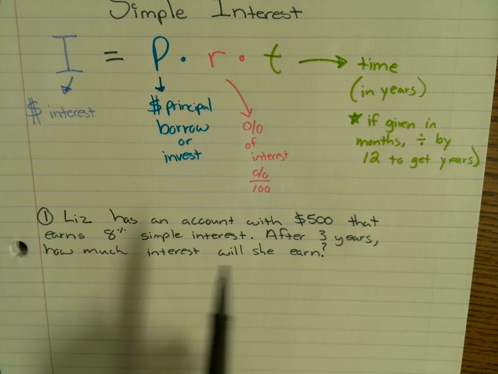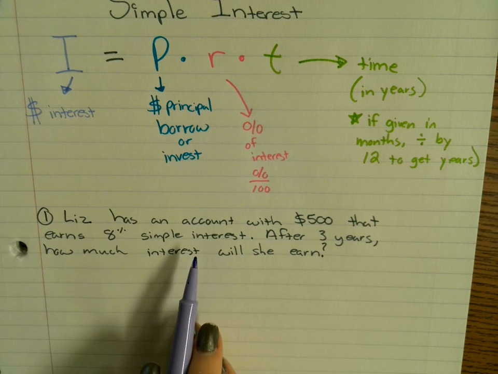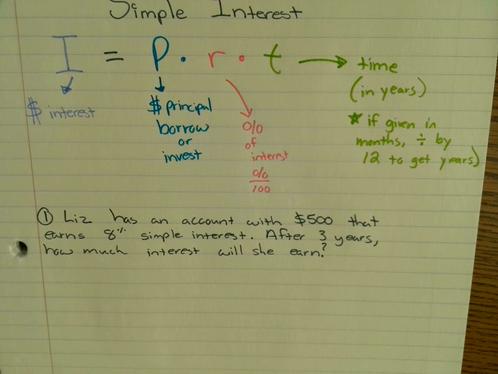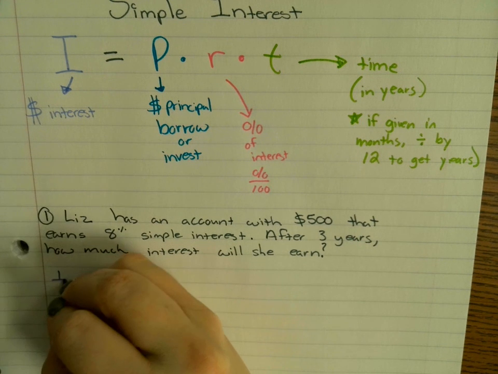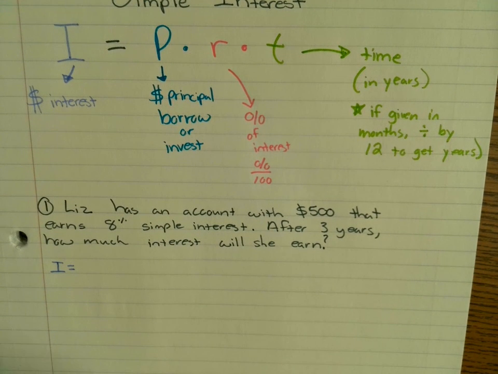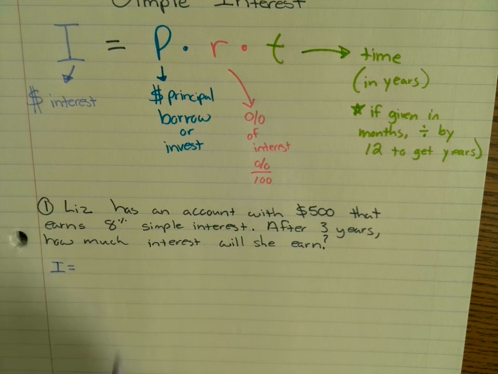All right, so Liz has an account with $500 that earns 8% simple interest. After 3 years, how much interest will she earn? The question is asking for the amount of interest she's going to earn, so you're just going to be solving for I. When we set this information up, we want to identify the parts that we know and what is missing. Interest is what we're solving for. We don't know that yet. That's going to be our blank.